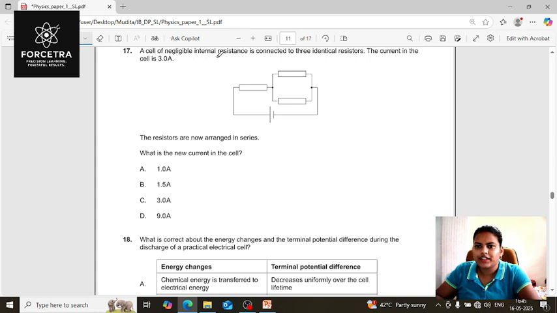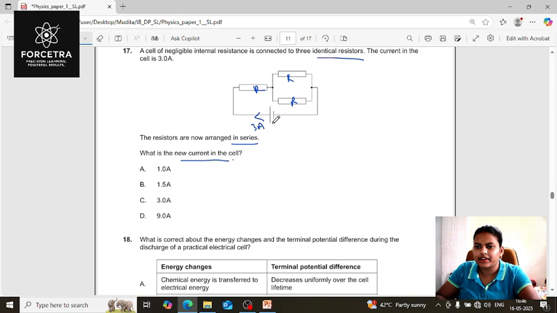A cell of negligible internal resistance is connected to 3 identical resistors. So this is R, R and R. The current in this cell is 3 ampere. The resistors are now arranged in series. What is the new current in the cell?